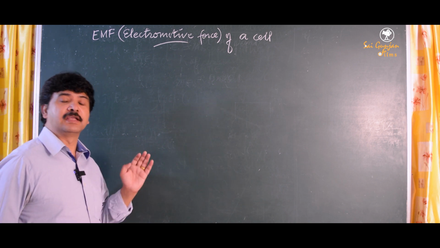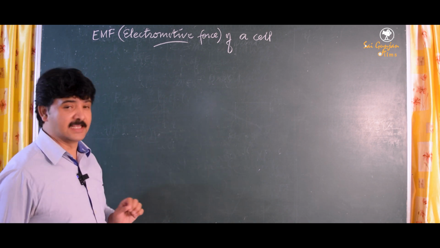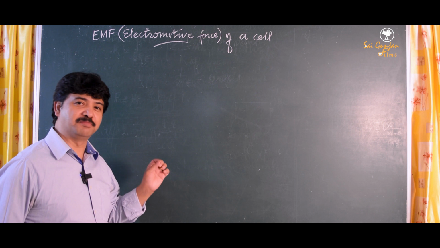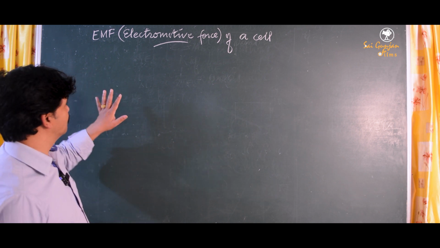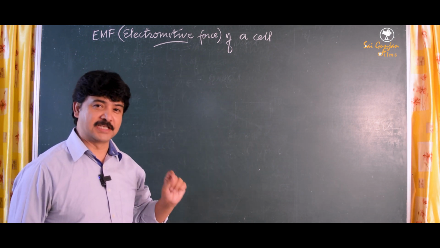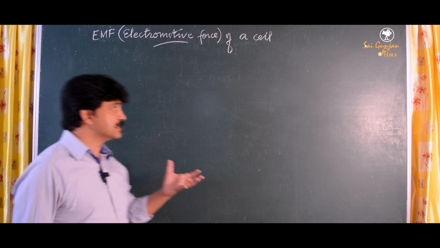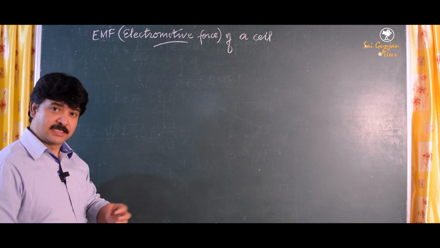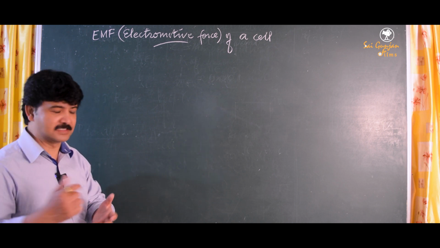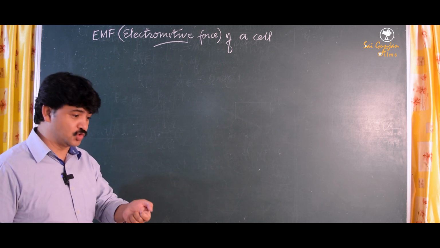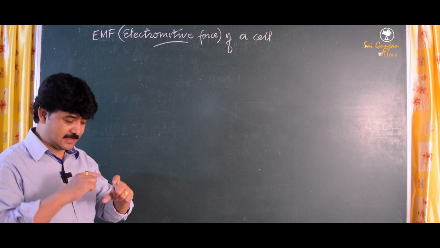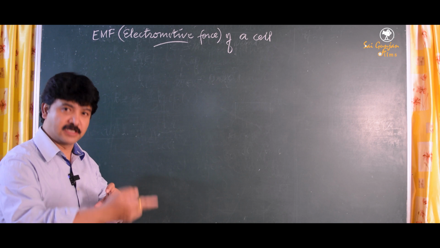EMF, or the electromotive force of a cell, and by cell we mean an electric cell, not a biological cell. Before going on to this topic, let's understand about the electric cell. So what's an electric cell? An electric cell is a device that converts chemical energy into electrical energy. For instance, the cell which you use in a torch contains chemicals inside it, and that produces the electric current.